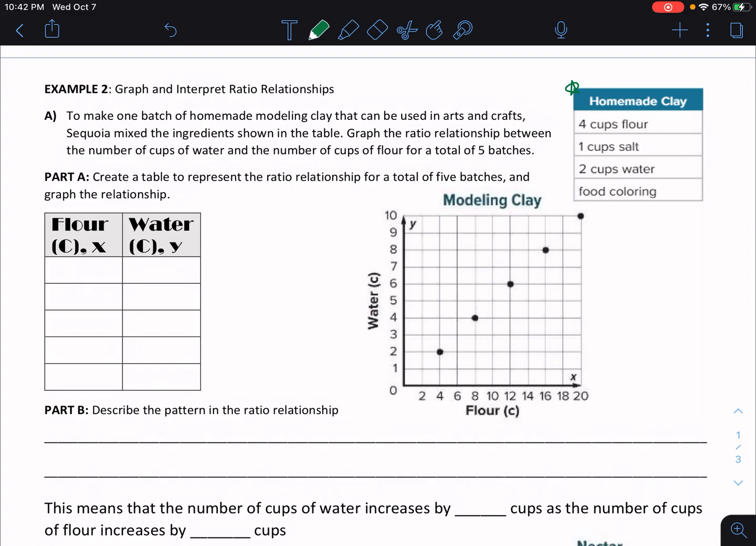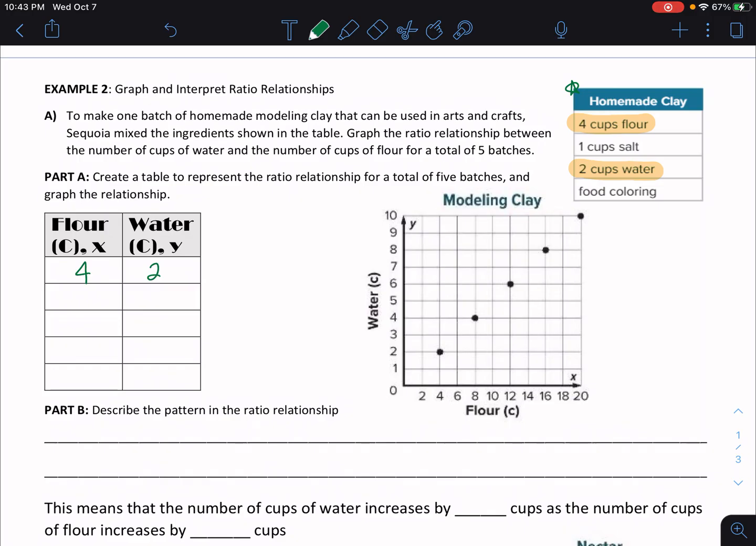Graph the ratio relationship between the number of cups of water and the cups of flour for a total of 5 batches. So I've got 2 cups of water and 4 cups of flour. I'm going to make sure that I put those in the appropriate part of the table. So I've got 4 cups of flour here and 2 cups of water.